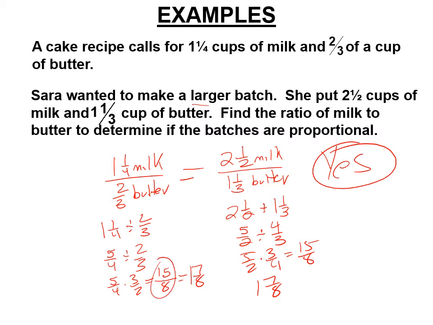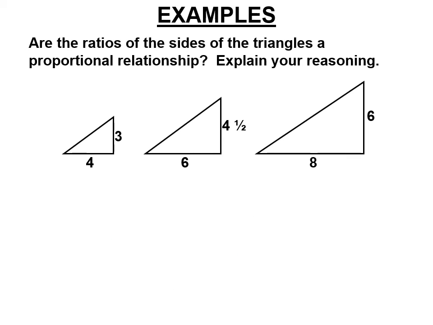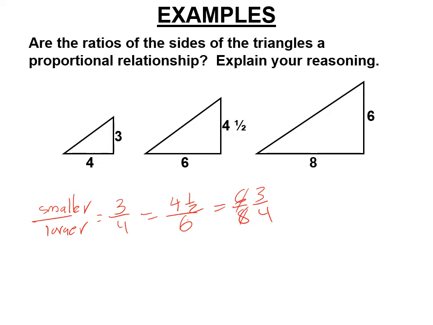Typically 15/8, actually. All right, our ratio of the sides of the triangle is a proportional relation, so explain your reasoning. So we have 3/4, and we're trying to see if that equals 4.5 over 6, the ratio of the sides. Now, I'm doing smaller to larger, but you could do it upside down because it doesn't say here. Equals 6/8. Now 3/4 and 6/8 both equal 3/4. So what we really have to check is whether 4.5 divided by 6 is also 3/4.